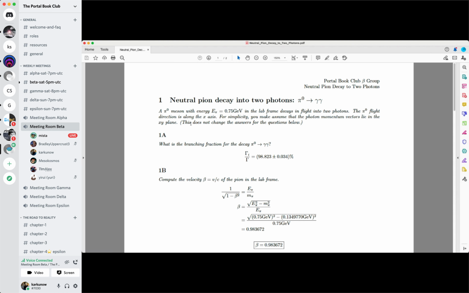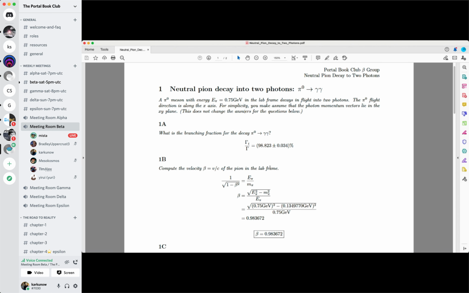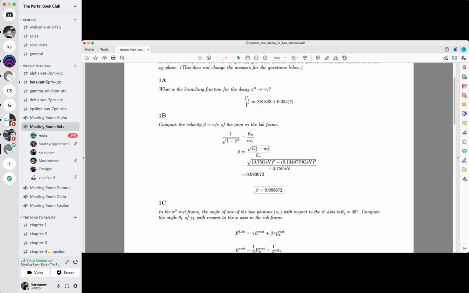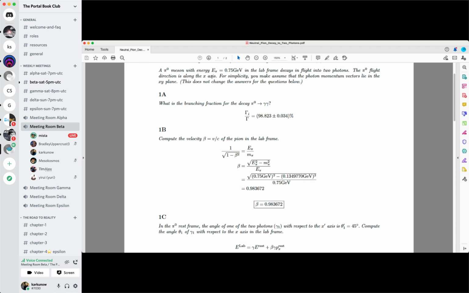and so we're given the energy of the pion in GeV, and we say that okay, well the pion flight direction starts along the x-axis, and obviously the decay into two photons will be in a plane. So let's just pick that it's in the xy plane. Let's just start with part B here. Given that the pion has energy like 0.75 GeV, we want to calculate beta.